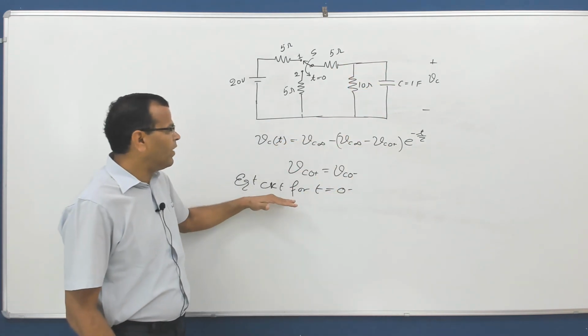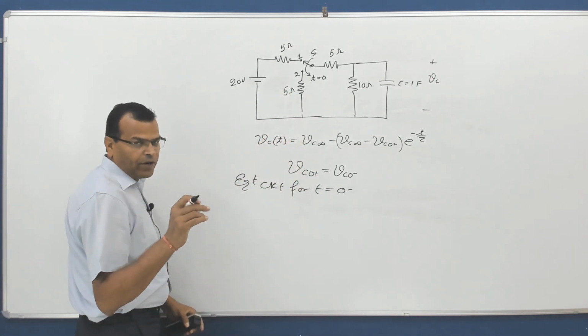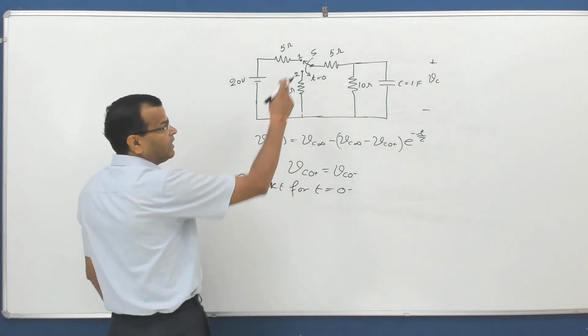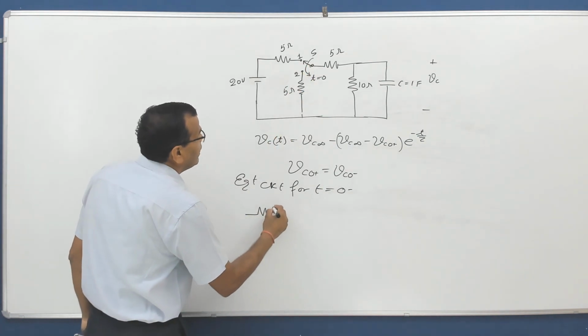So if you draw the equivalent circuit for t equal to 0 minus, I will draw it like this. At t equal to 0 minus, meaning before the switching instant, the switch is at position 1. So the equivalent circuit will be like this.